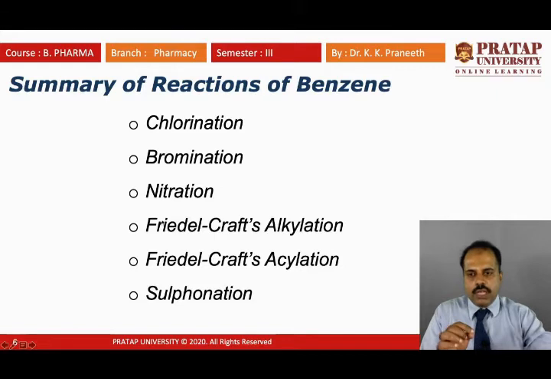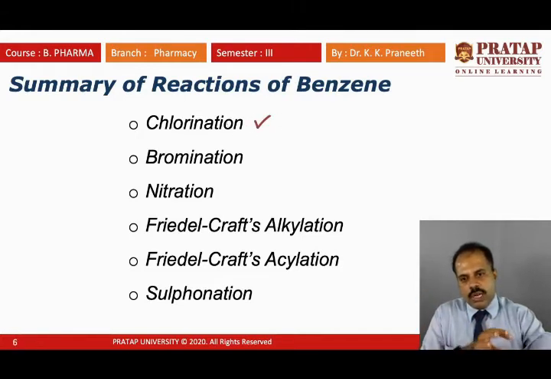So far what we have seen, I have provided here in the summary. We have seen first the chlorination reaction, right? Benzene reacts with chlorine to form chlorobenzene as the product. Similarly, we have seen the bromination reaction. The product is bromobenzene. We have also seen the reaction mechanism of these two reactions. We have also seen the nitration of benzene. The product will be nitrobenzene.